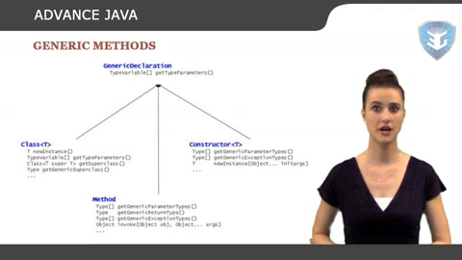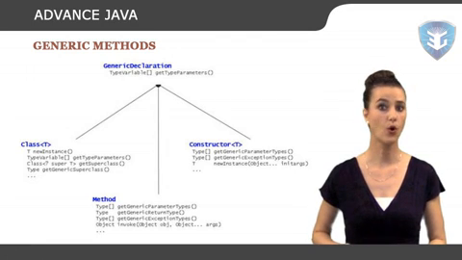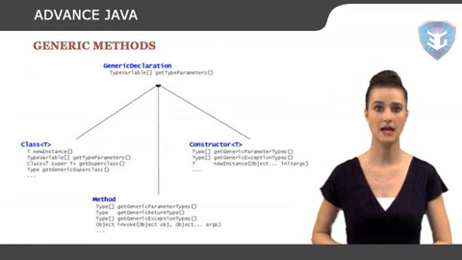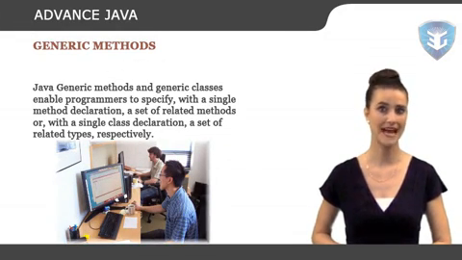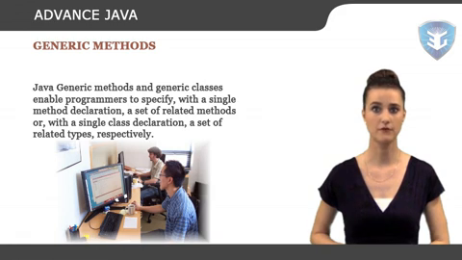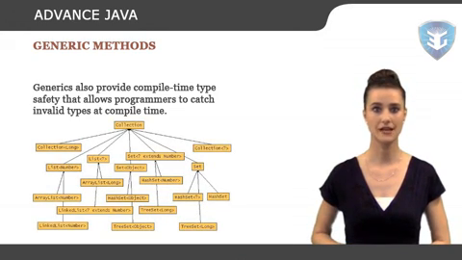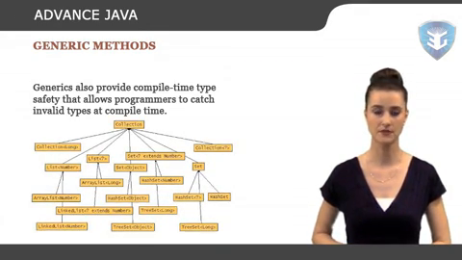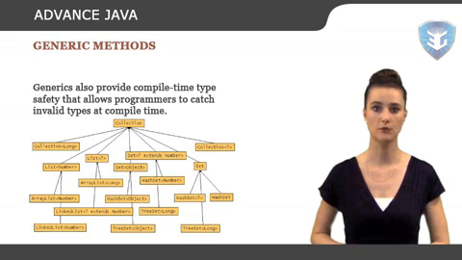Java generic methods and generic classes enable programmers to specify, with a single method declaration, a set of related methods, or, with a single class declaration, a set of related types, respectively. Generics also provide compile time type safety that allows programmers to catch invalid types at compile time. Using the Java generic concept, one might write a generic method for sorting an array of objects, then invoke the generic method with integer arrays, double arrays, string arrays, and so on to sort the array elements. One can write a single generic method declaration that can be called with arguments of different types. Based on the types of the arguments passed to the generic method, the compiler handles each method call appropriately.